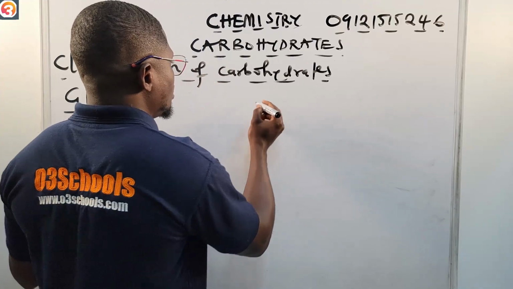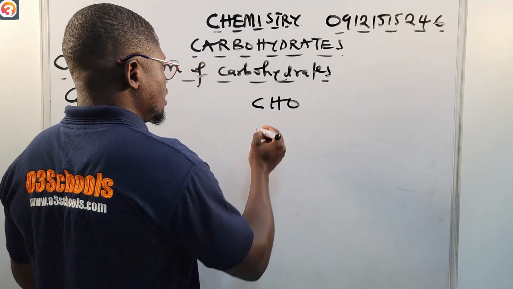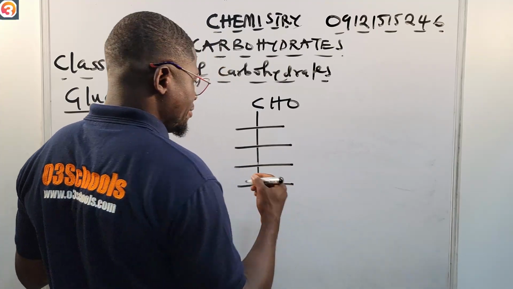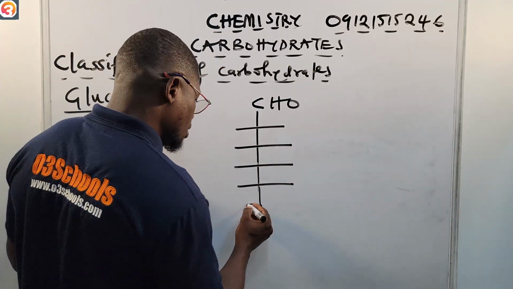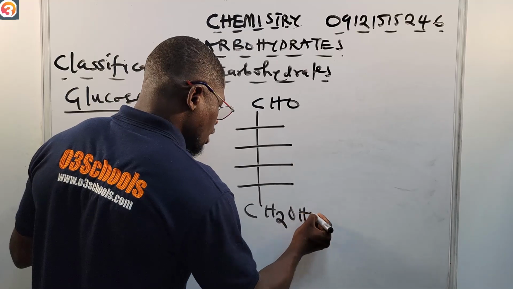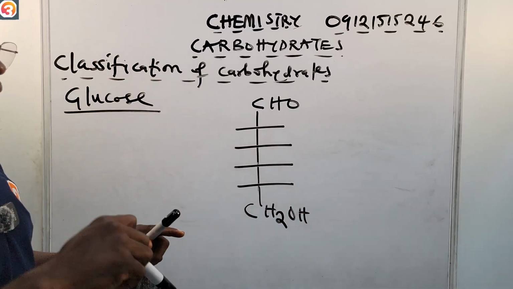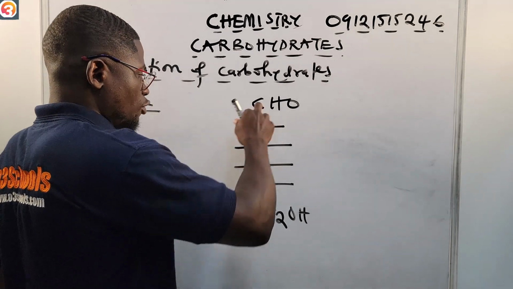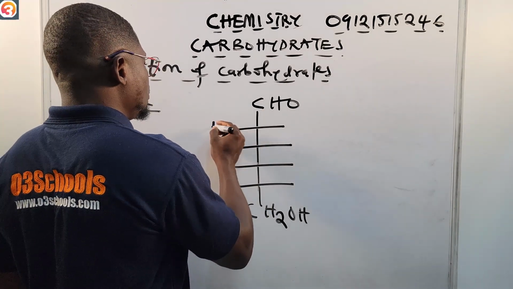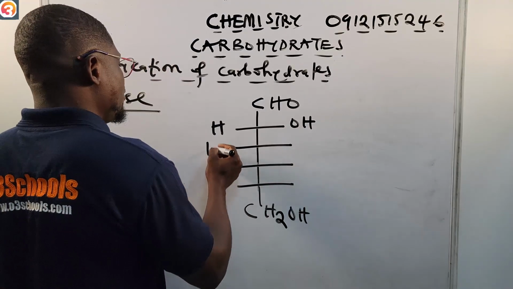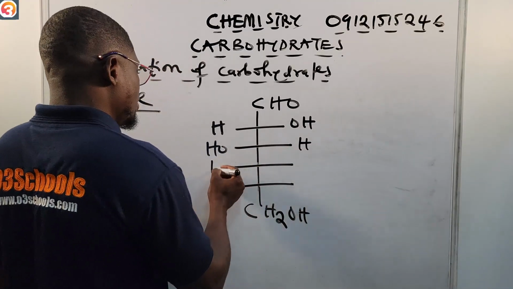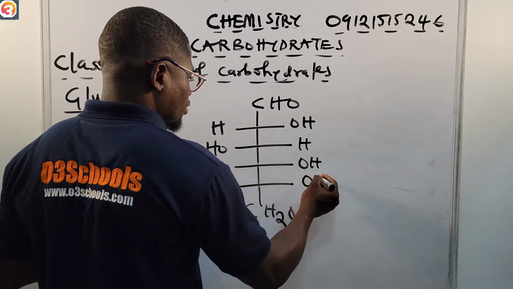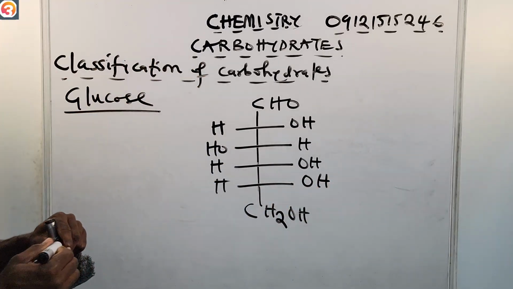So this is glucose. You have CHO, then you now have this 1, 2, 3, 4. Do not mind the way I'm drawing it. This is the way I remember it, ending with CH2OH. This is the simplest way I use in remembering the structure of glucose. So it has the aldehyde functional group. Then here we have H, here OH, then here HO, here H, then H, here OH, then H again, and here OH.